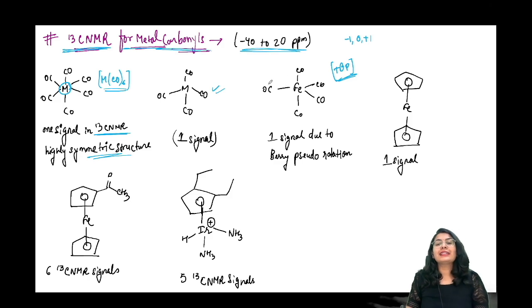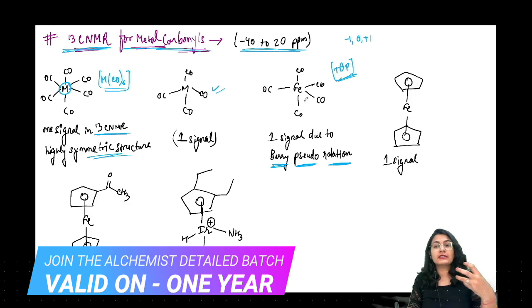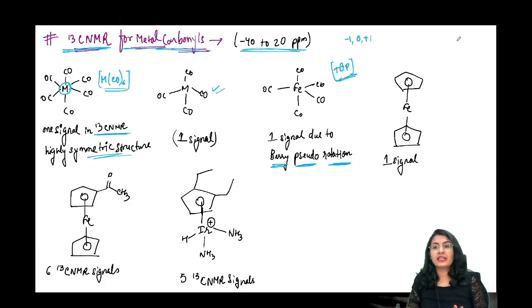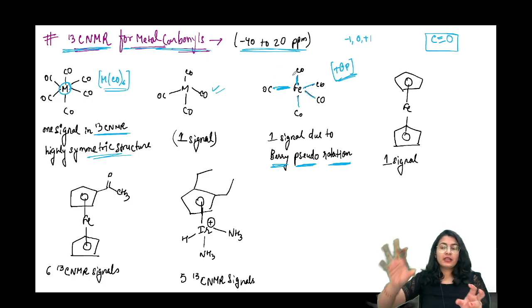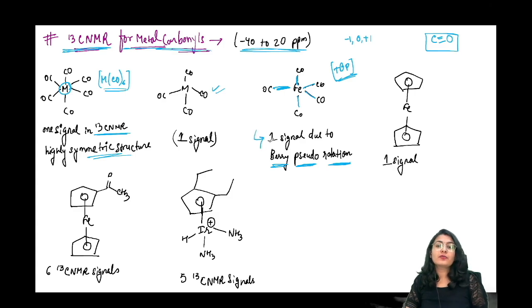Why? Because this one is going to be under the effect of Berry pseudo rotation. It's not just how many types of carbonyls are there. In the IR, you actually found the stretching frequency for two different types of carbonyls. Berry pseudo rotation, which we have already discussed, is going to interconvert between all of these axial and equatorial. It is going to make them the same at room temperature. That's why it is only going to give you one signal. But remember, IR does not give you one signal. IR gives you two signals for the carbonyl stretching frequency.